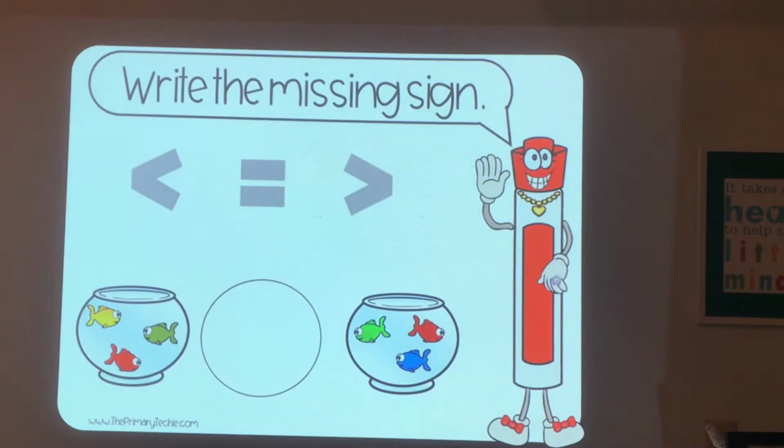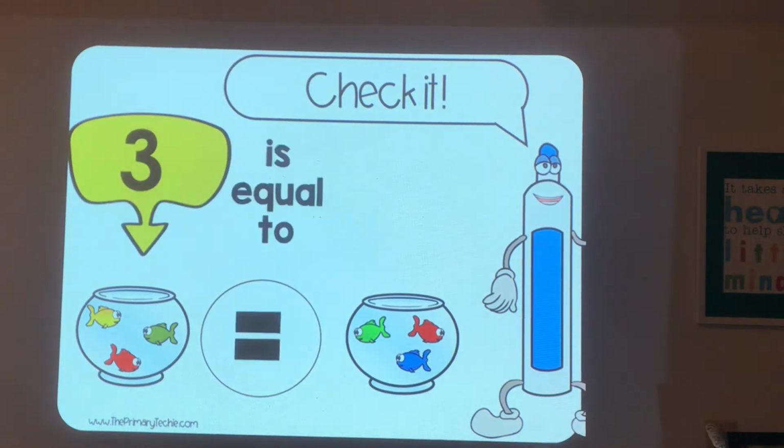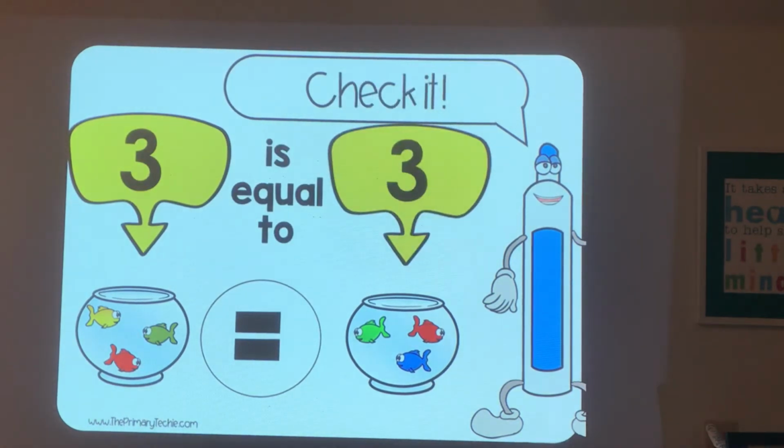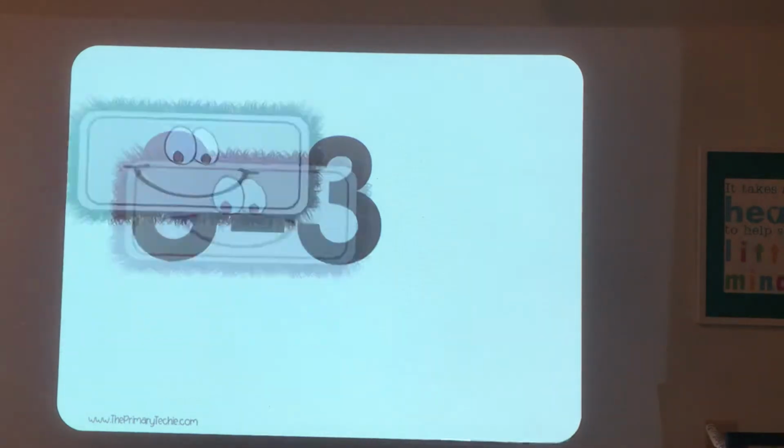Write the number of the first fish. Leave a space. Write the number for the second group of fish. Put the sign in the middle. 3 is equal to 3. Did you write 3 equals 3? I'm sure you did. Erase.